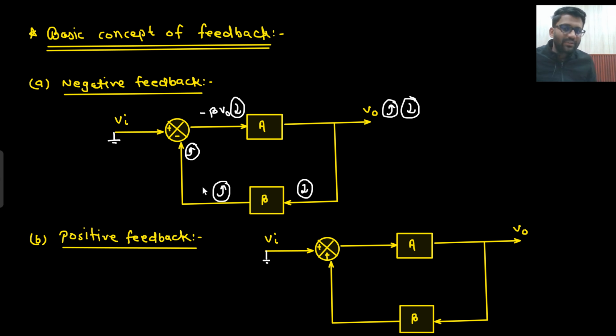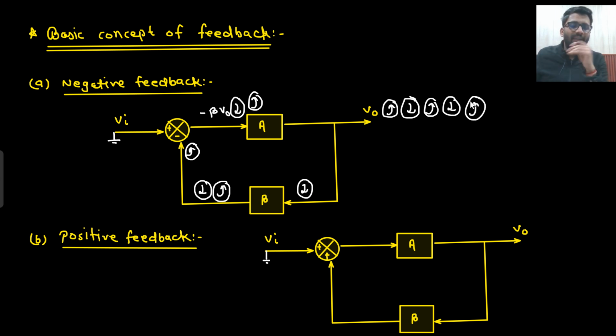If this is decreasing, that means beta V naught is decreasing. If beta V naught is decreasing, that means minus beta V naught is increasing. And if this is increasing, that means A into anything will increase. Now if it again increases, this will decrease. If V naught is again increasing, then this will increase, this will decrease, and then eventually it will decrease. If this is decreasing, then eventually it will increase.